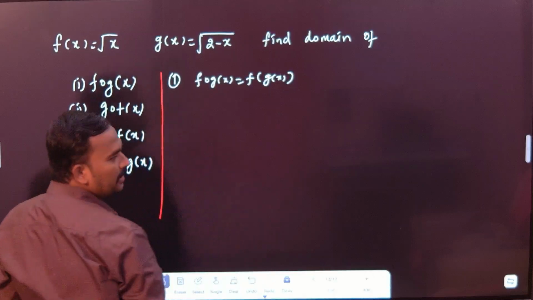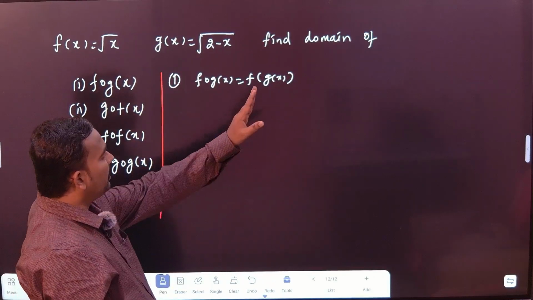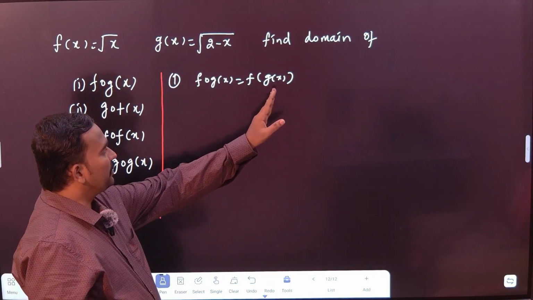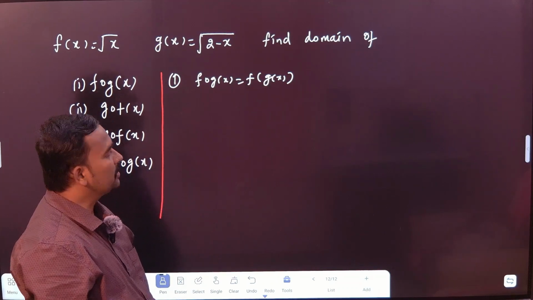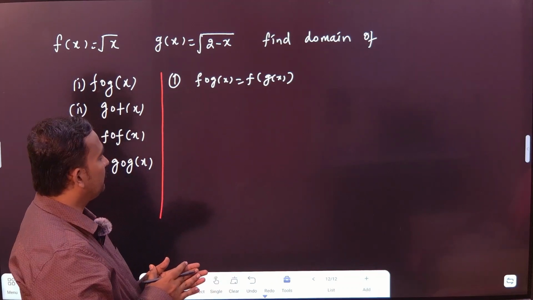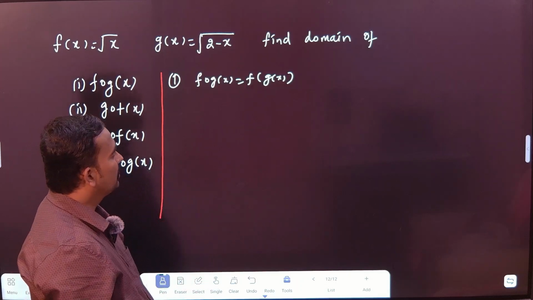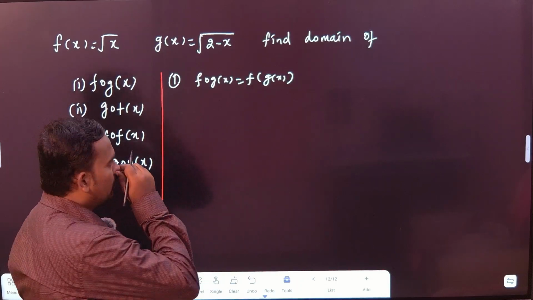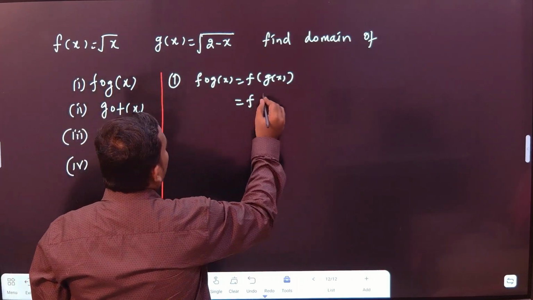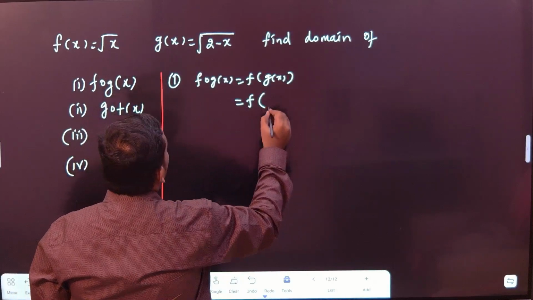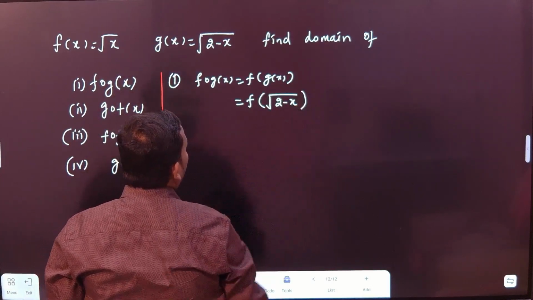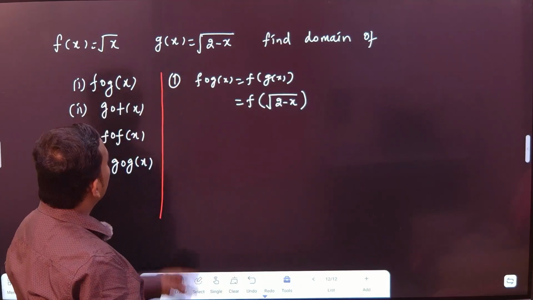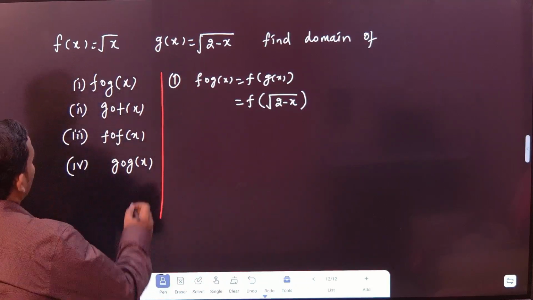That's the definition, right? That means G of x is in the domain of f, and x is in the domain of G. Okay, so fine. Let's take G of x, which is what? Square root of 2 minus x. Understood? Now you can compare.